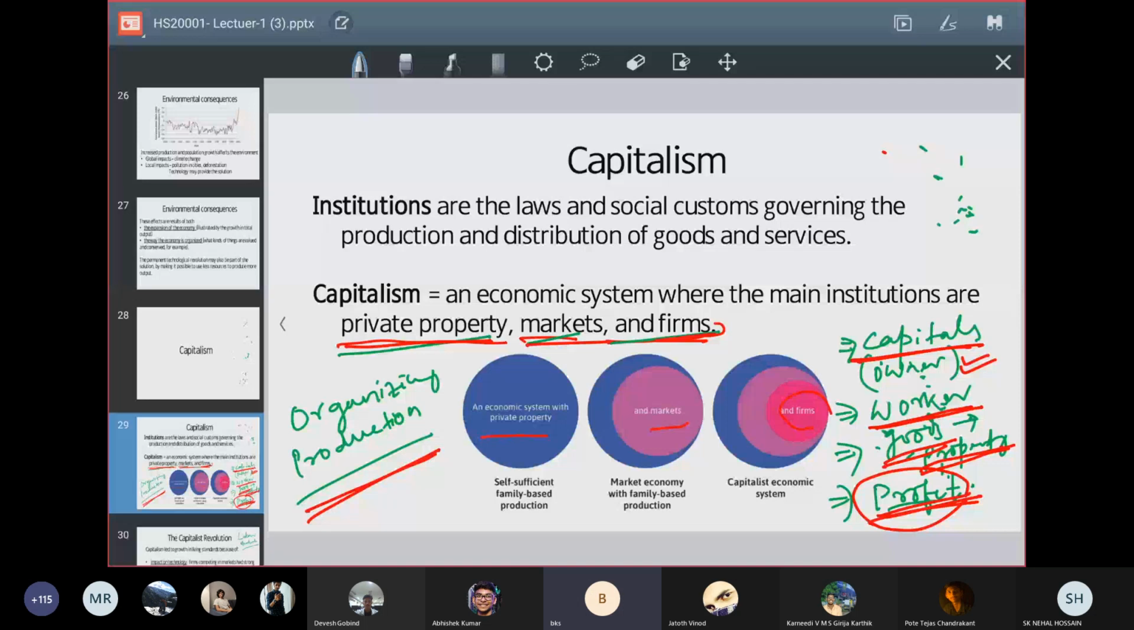Similarly, in the US and in some parts of Europe, when the slave system was there, slaves were treated as private property. If you were an owner of slaves, then you could sell the slaves to somebody else. So in that case, human beings were also subject to private property.